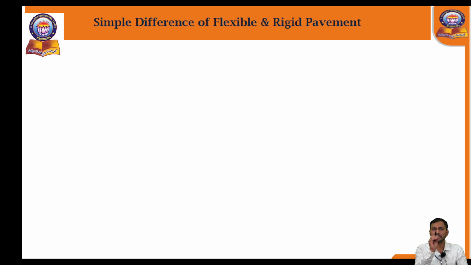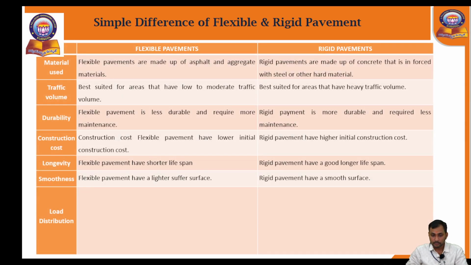There are some small differences that we can observe now. According to the material used, when coming to flexible pavements, what type of materials are we using? Nothing but asphalt, or any bitumen or tar, plus aggregates. We use these materials for the flexible pavement of a road.